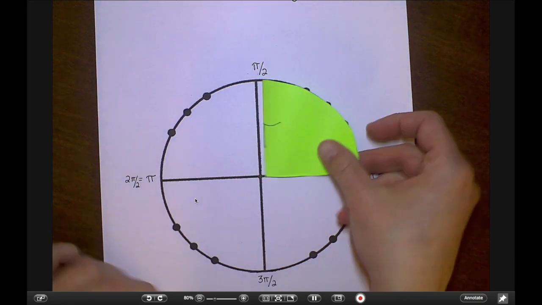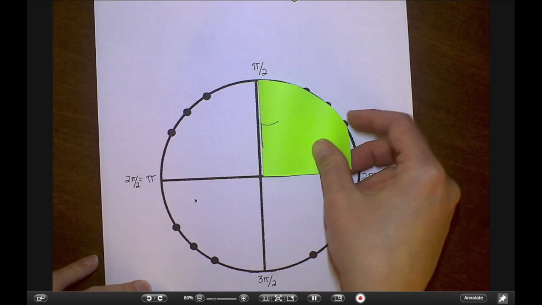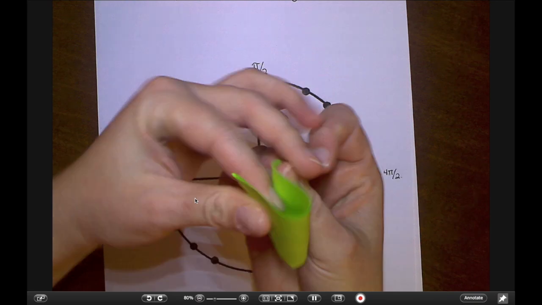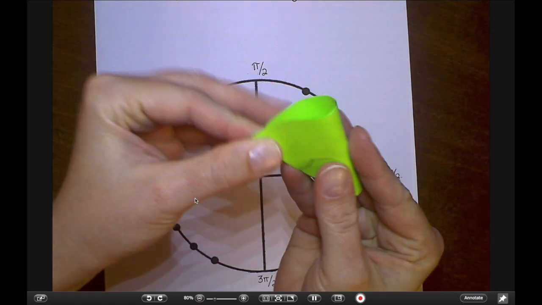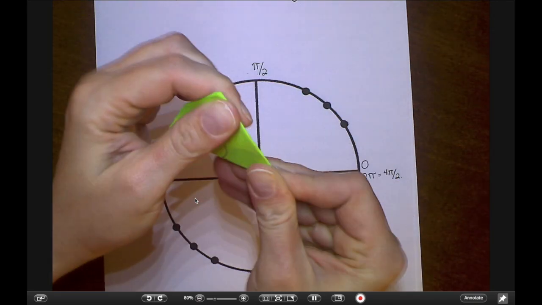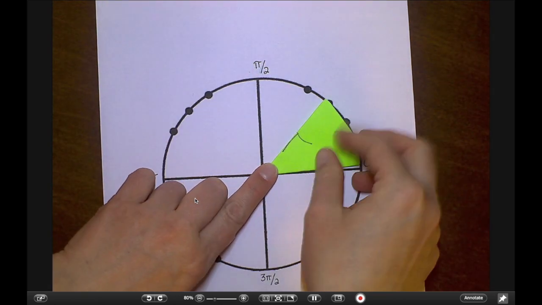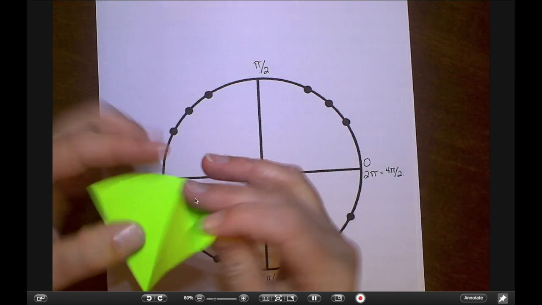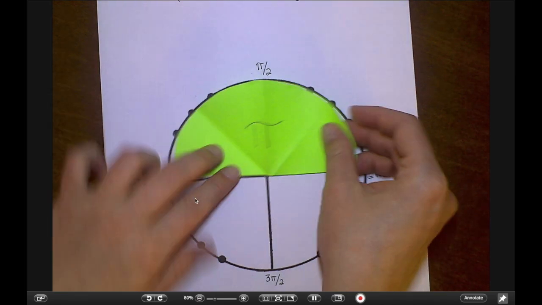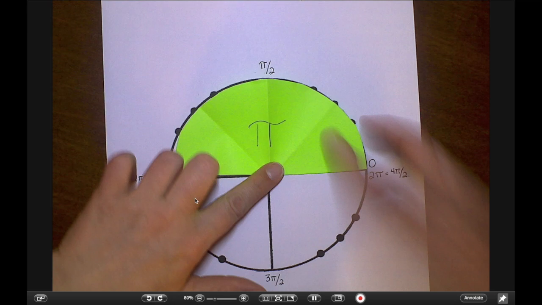Okay, so what happens when we take this pi over 2 and we cut that in half? And so once again, I'm going to fold this guy in half. Okay, and notice that's really going to line up with that middle dot there. If I unfold this, what just happened is I made 4 sections of pi, right? I just cut this thing into fourths.